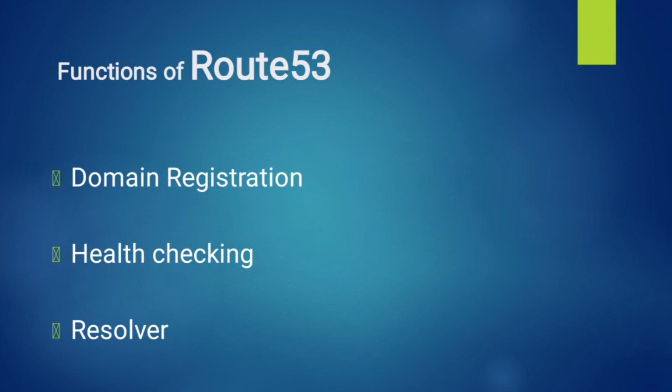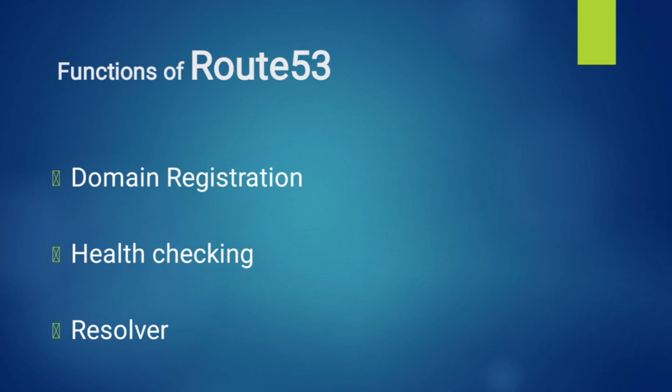Let us look at the functions of Route 53. There are mainly three functions for Route 53, that is domain registration, health checking and resolver. Let us discuss domain registration. If you want to get a new domain name such as anything.com, then you can register it with Amazon Route 53, and also you can transfer the registration for existing domains from other registrars to Route 53, or transfer the registration for domains that you registered with Route 53 to another registrar.